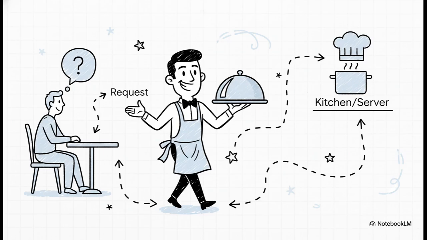The waiter is the API. It takes your specific order, your request, carries it back to the kitchen in a language the kitchen understands, and then brings back exactly what you ordered, the response. The API does the exact same thing, but for software. It's the messenger that makes all that communication possible.